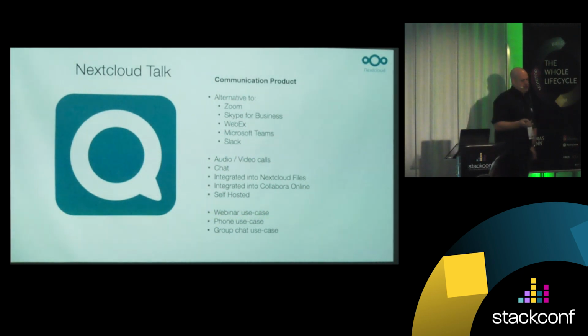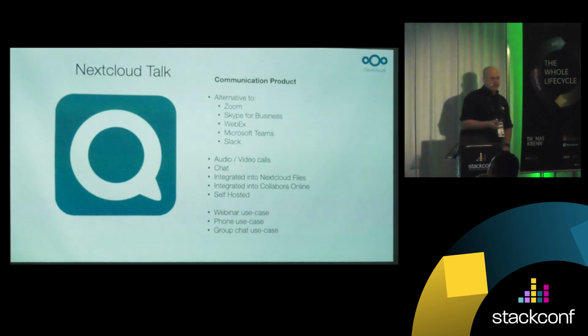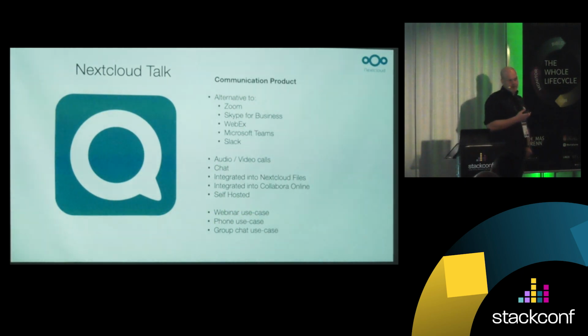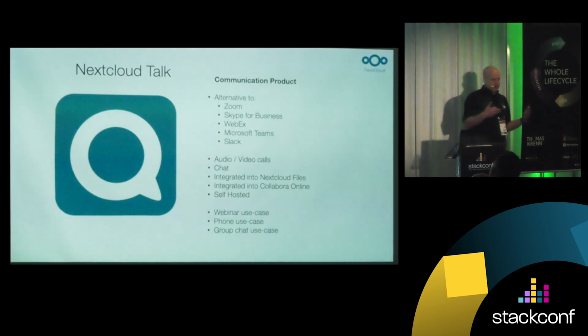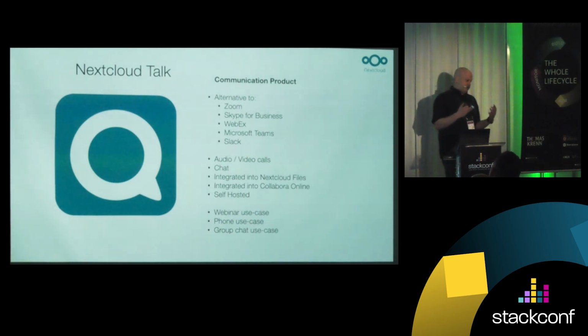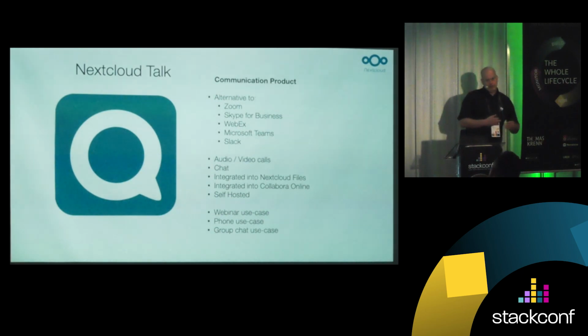For example, working together with the German government. As you know, Germany has lots of embassies all over the world. They're connected with VPN connections. And with the help of Nextcloud Talk, they can have video calls and chatting with each other on a network that's disconnected from the internet, a completely internal network. And this is, of course, only possible with a solution like that.